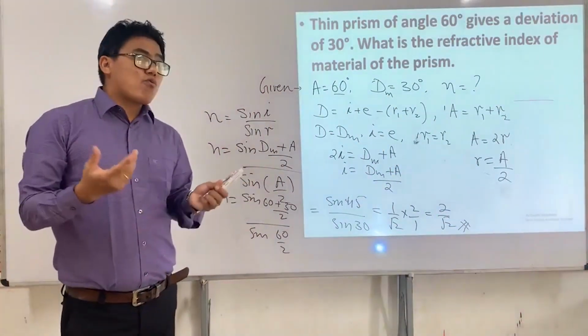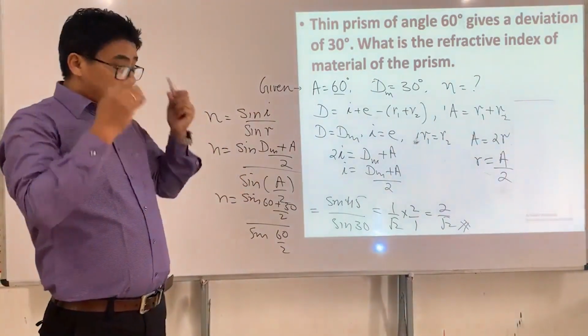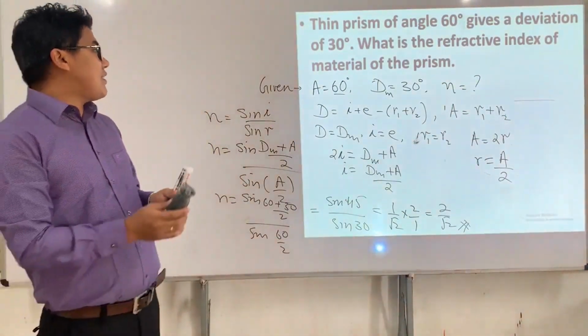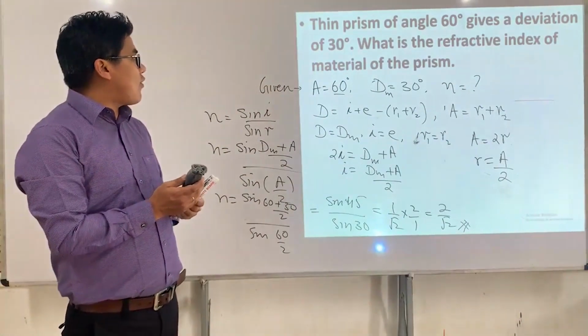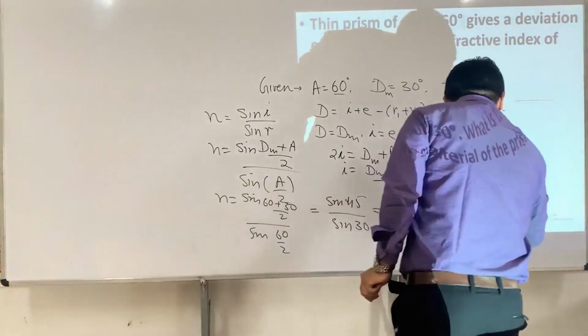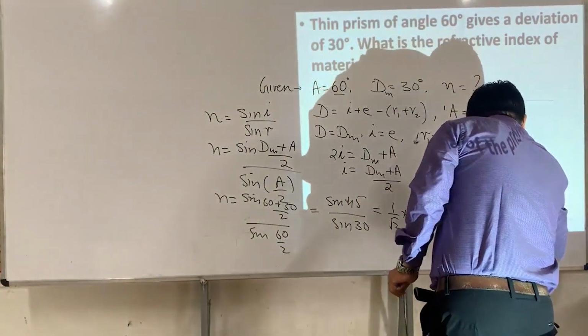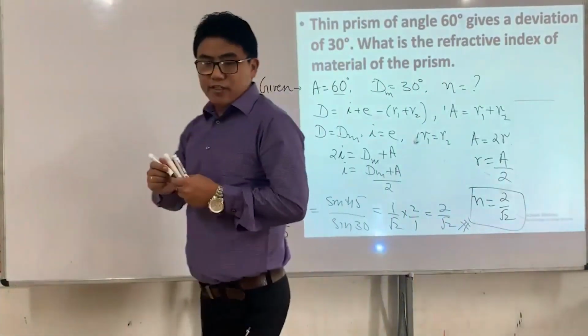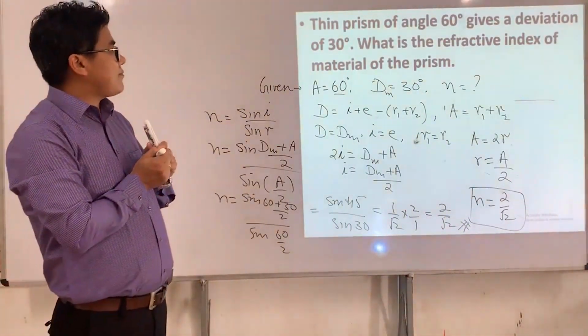It may come around 1 point something. So this is the refractive index of the material of the prism. Alright.